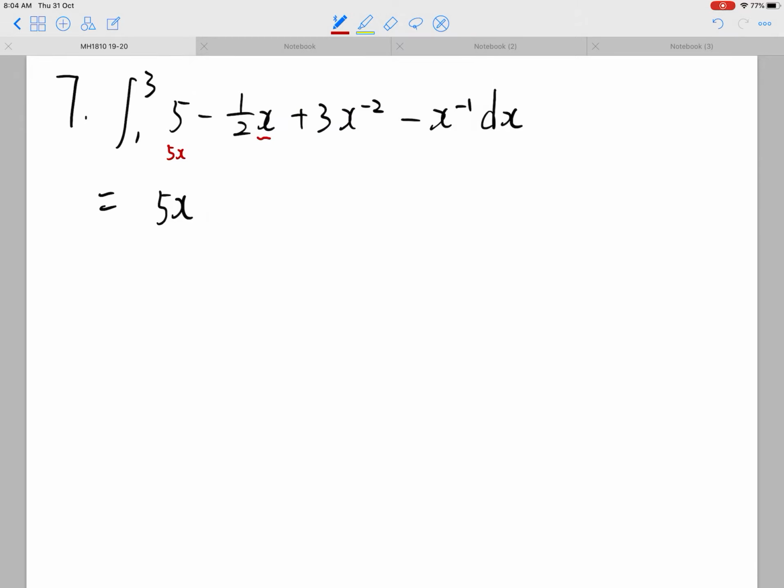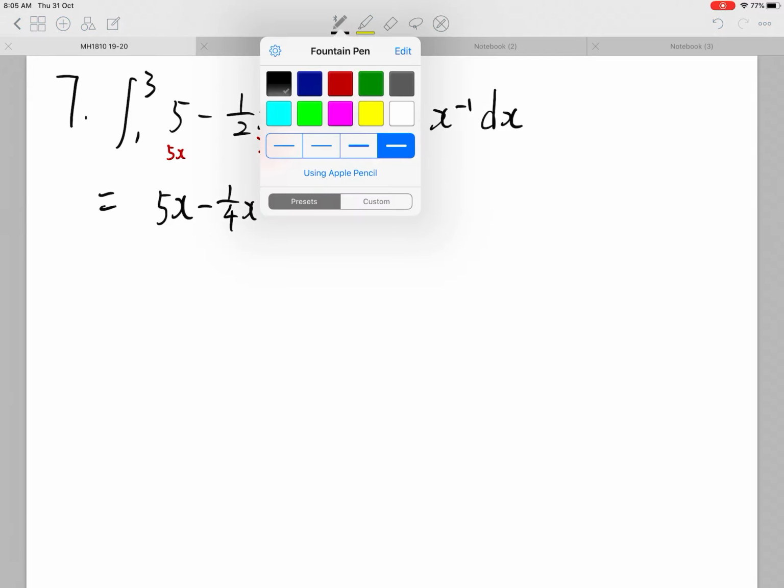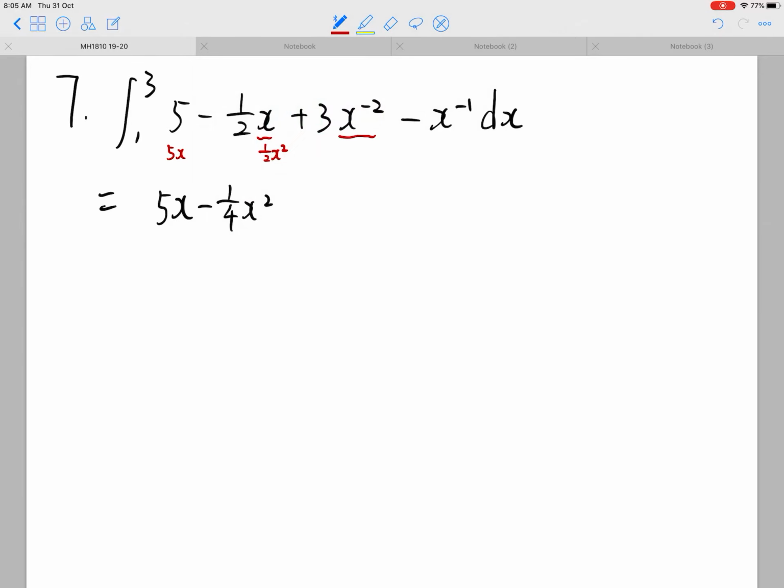What function's derivative is x, right? Half x squared's derivative is x, right? So overall, the second part should be negative 1 over 4 x squared, right? And what function's derivative is x to the power of negative 2? It should be x to the power of negative 1 times negative 1. So overall, this part, the integration should be minus 3x to the power of negative 1. Okay, next part, a little bit tricky.